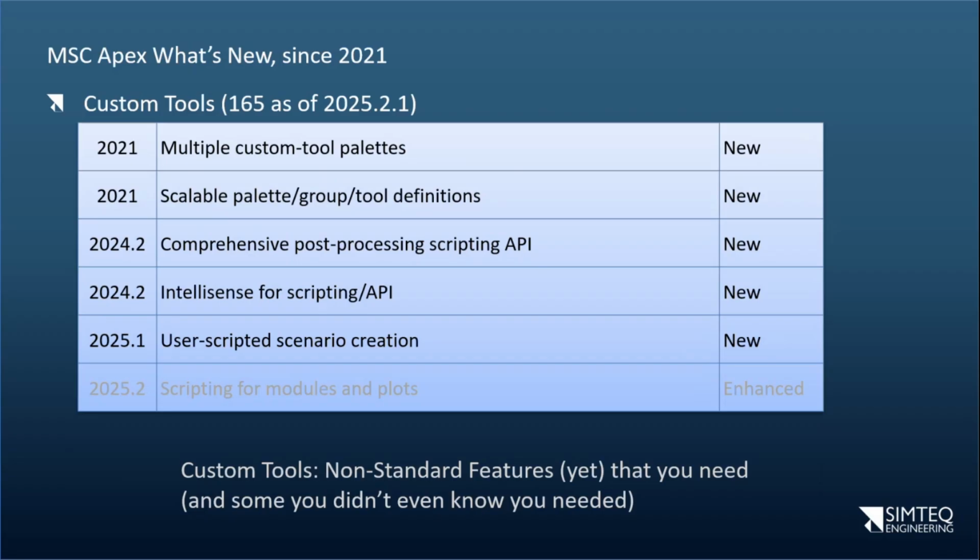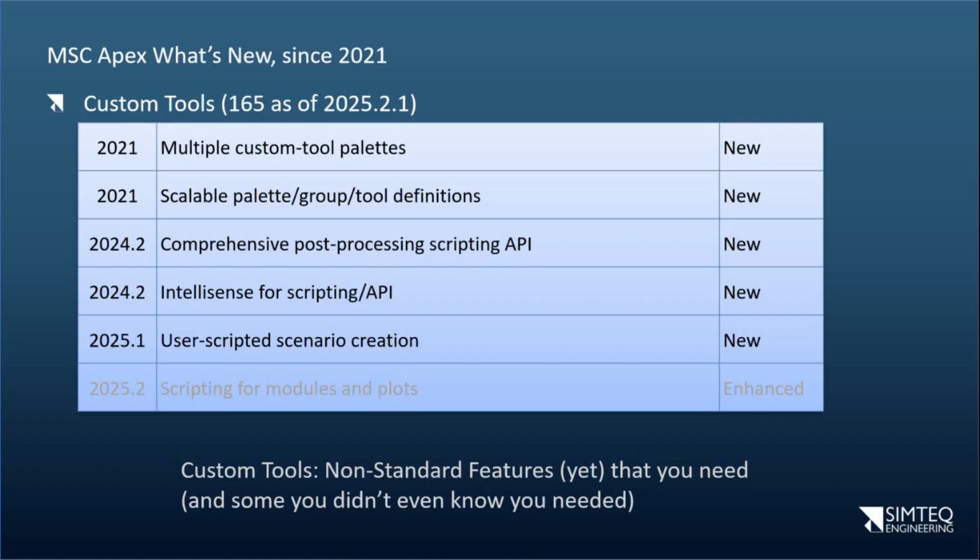On the custom tools side, now we're not listing all the tools themselves, only the environment of these tools. The ability to have multiple custom tool palettes was added in 2021. The scalability of the palette through groups and tool definitions was also in the same version then, followed by a comprehensive post-processing scripting API that was now possible, and the IntelliSense for scripting. So as you script in your favorite editor, the IntelliSense essentially starts populating the rest of the framework or the code that you use.